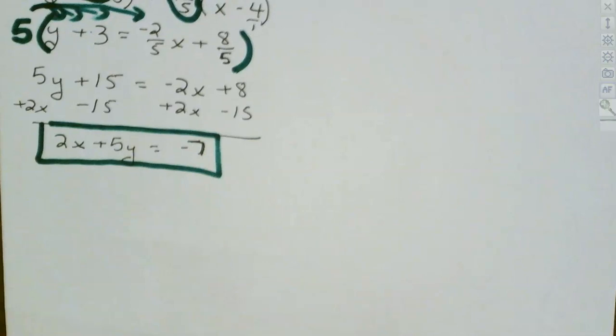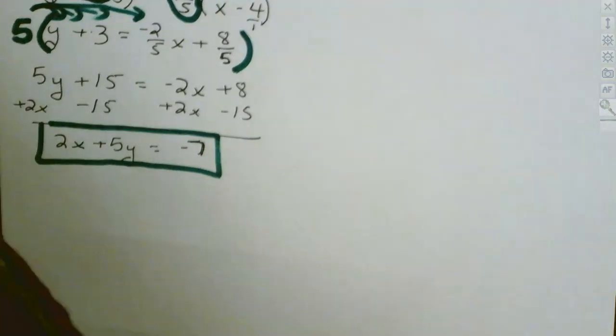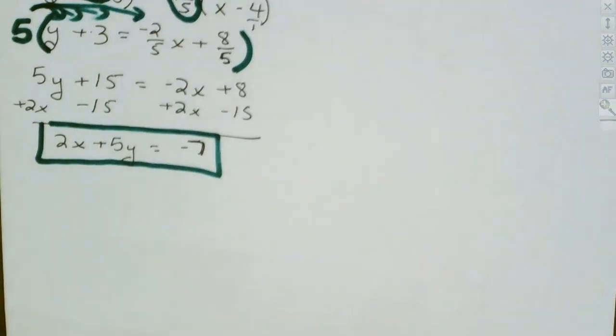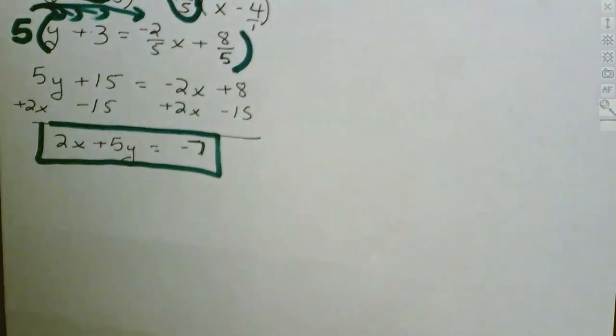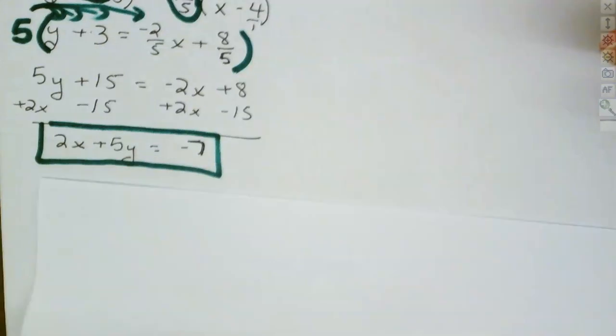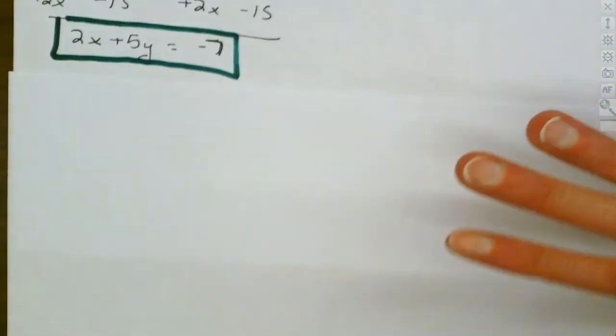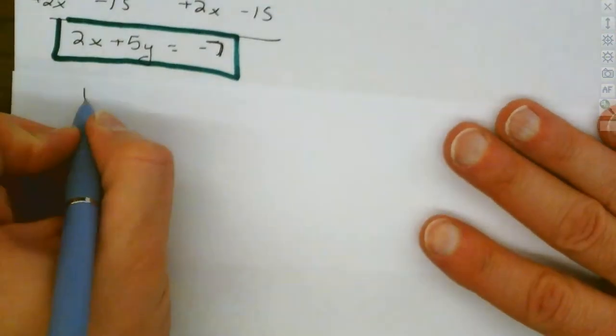Let's do one more of these, and then we'll look at what happens when we have 2 points. So one more like this. The next one we'll do in slope-intercept form. So we'll write this one in slope-intercept form.